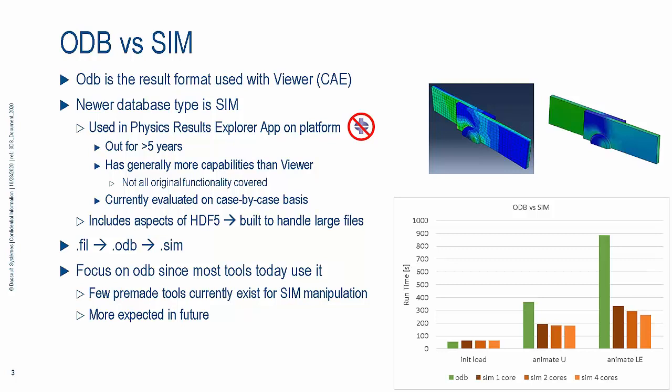Generally, when you're post-processing on that database and the platform, you have more capabilities than you do in Viewer. It's faster than it is in Viewer, but at this point, we don't have all of the original functionality covered, although we do have a large portion of it. For people that want to go to the platform and use that, we evaluate it on a case-by-case basis just to make sure that we have all the features that they want. But that database type works really well for very large databases. It includes aspects of HDF5, and it's built to handle these really large files.